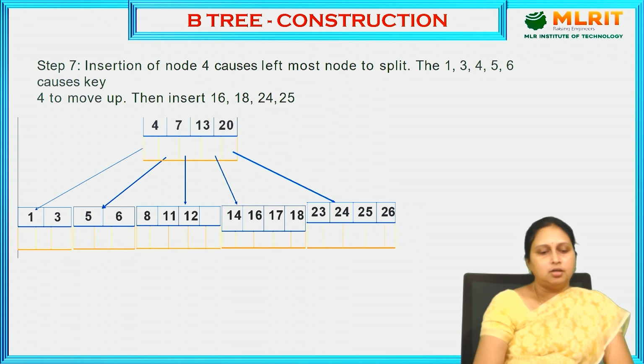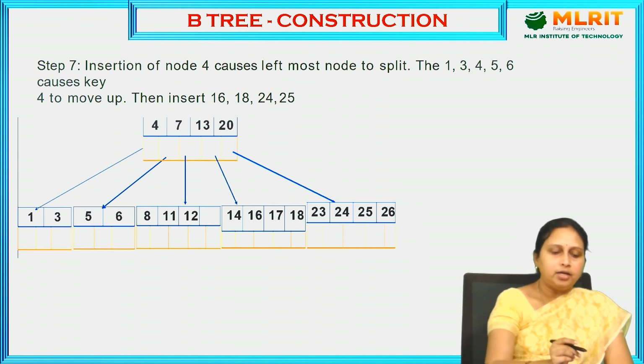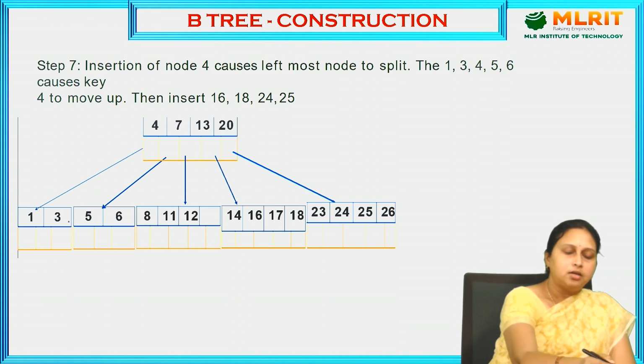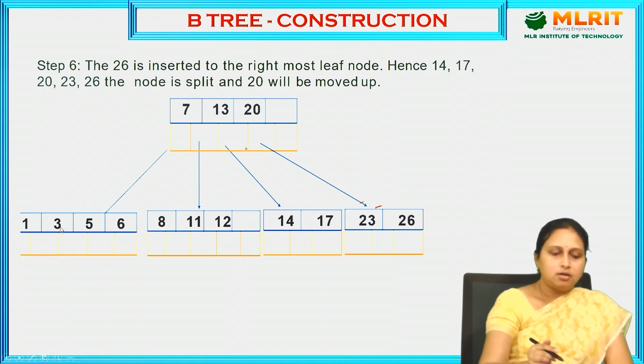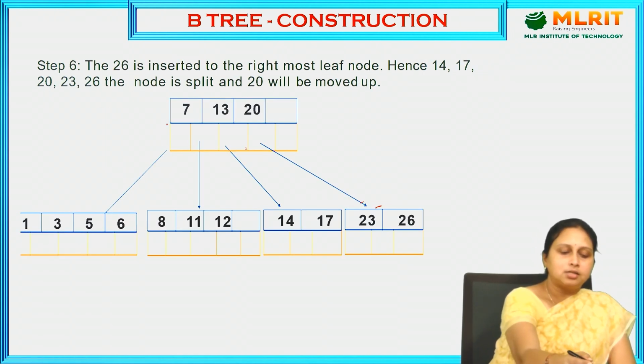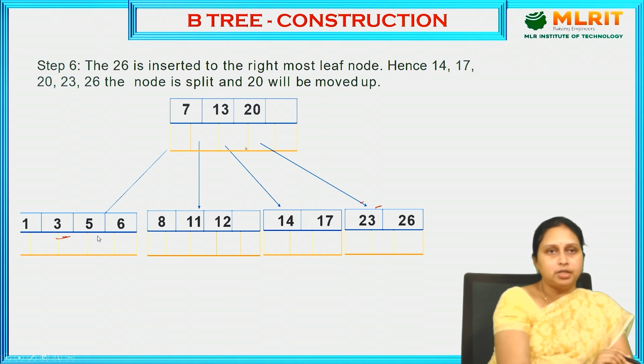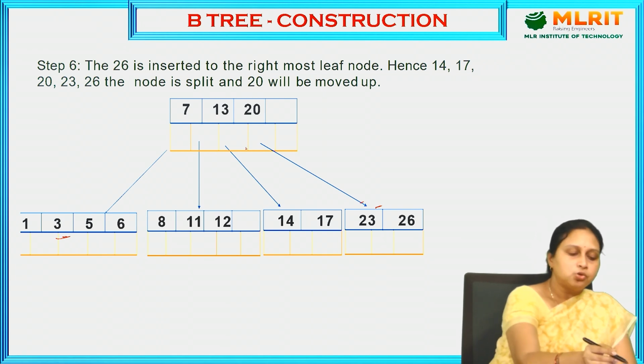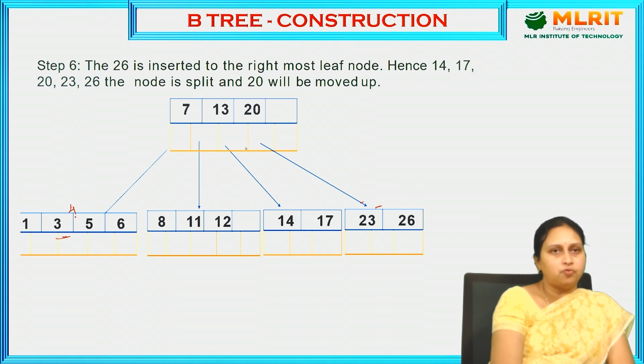Next, I need to insert 4. When I want to insert 4, I need to check with 7. By checking with 7, it is less than 7. So I am going to place it in this left subtree. In the left subtree, I already have 4 keys, but I am unable to insert into this. So what I am going to do, I am going to insert this one: 1, 3, 4, 5, 6.